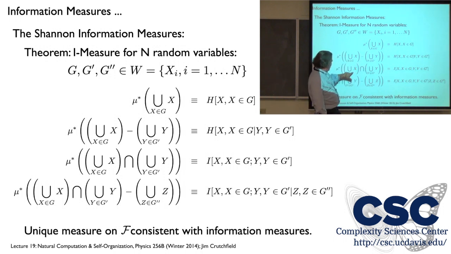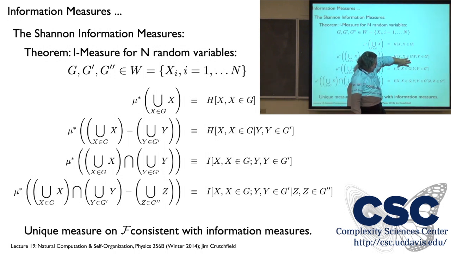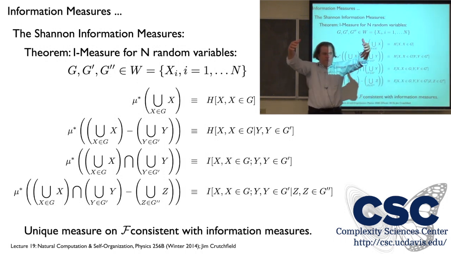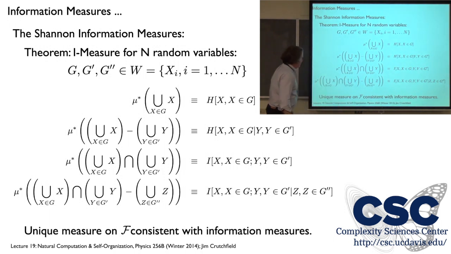I take basically all the random variables in G, union those, all the random variables in G prime, union those, and I look at the intersection, and that corresponds to this mutual information between the variables in set G and the variables in set G prime. So I have in my n variables two subsets, G and G prime, and I'm asking what's the mutual information between those two sets.